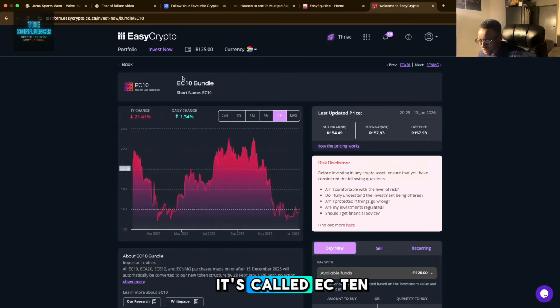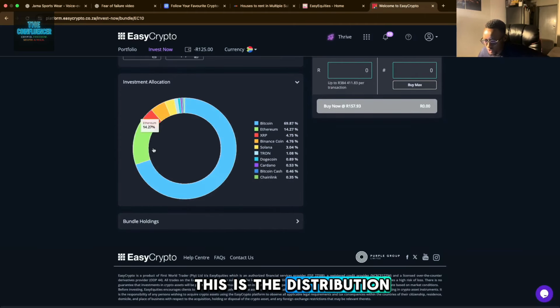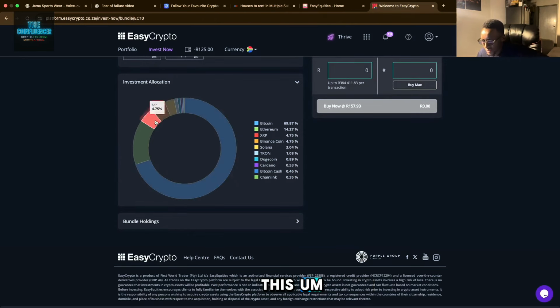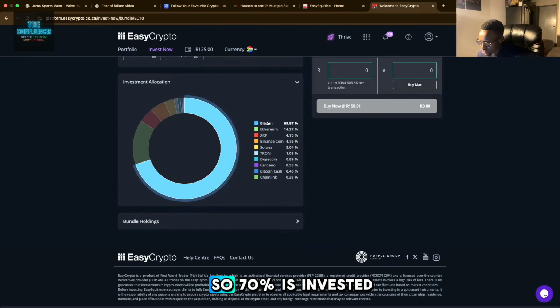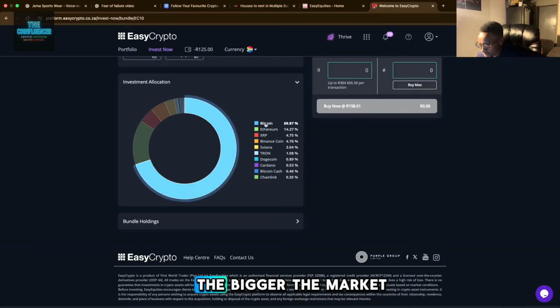Now it's called EC10 bundle, so it means it has 10 coins inside, right? So now as you can see, this is the distribution of the coins inside this crypto ETF. So 70% is invested in Bitcoin, and then Ethereum, then XRP, and then what. So here, the bigger the market cap, the bigger the allocation of your money.